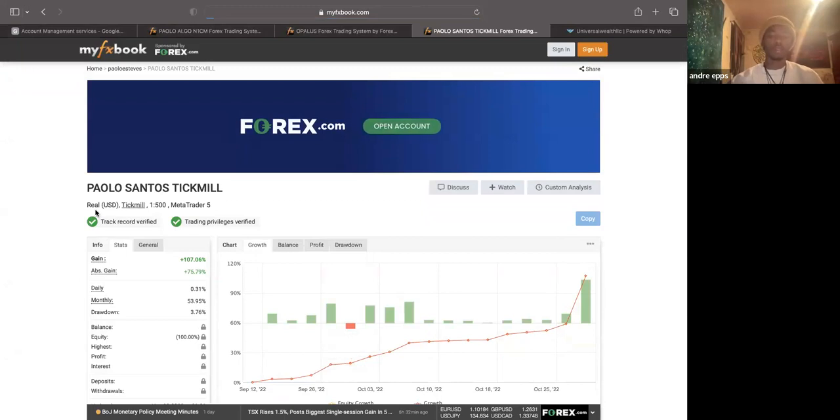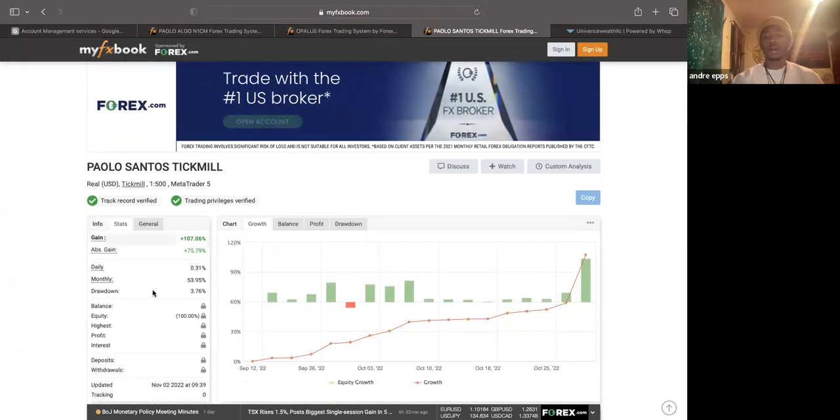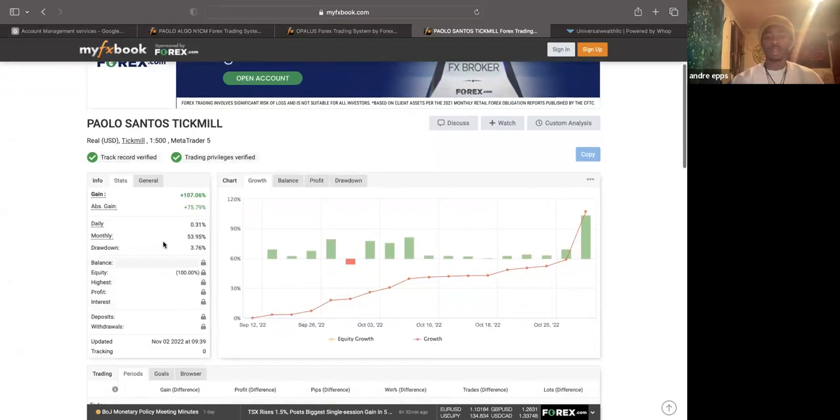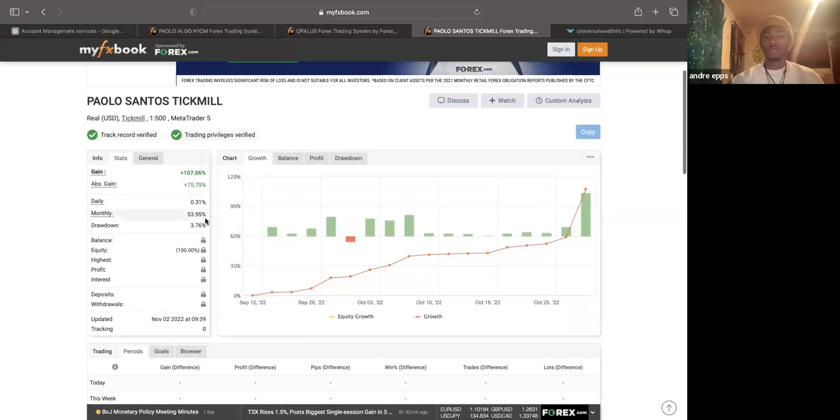Okay, so we have another real account with Tickmill. This is our partner's personal account, which is why this information is locked, but it generated over 107%. The average was 53.59%. Again, this is a real account, which is why the percentage is 20 to 70% a month. This is from September 12th, 2022 to October 25th, 2022. So again, this is another month span, a completely different month than the last two MyFX books that we've seen.